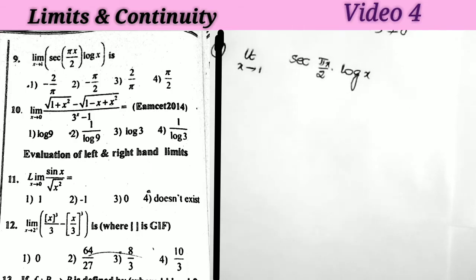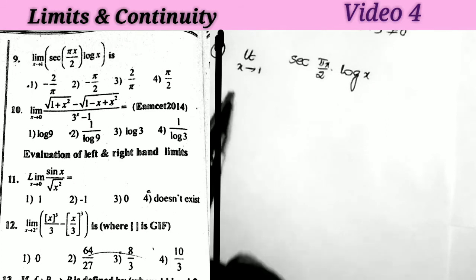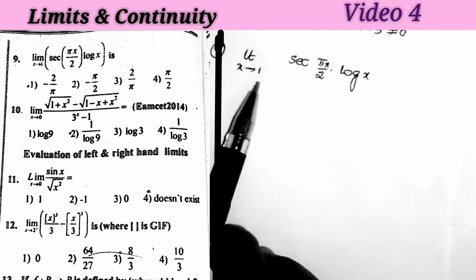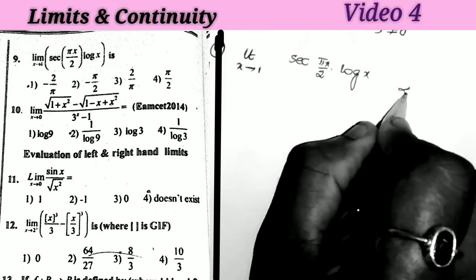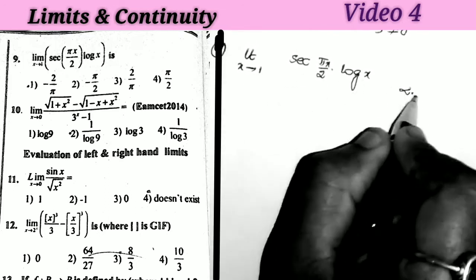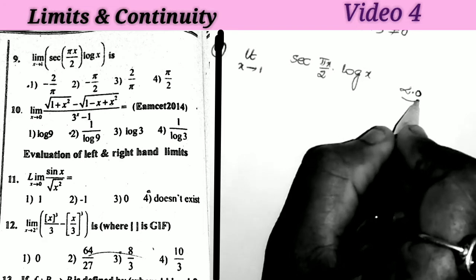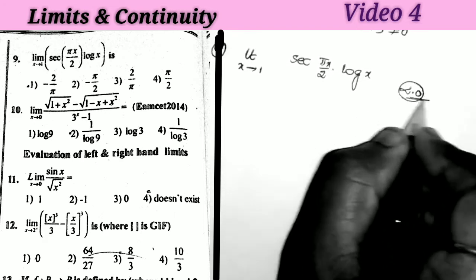Next problem. Limit x tends to 1 of secant(πx/2) times log x. First we substitute x = 1 directly in the given question. Then what we get? Secant(π/2) into log 1. What is the value of secant π/2? Infinite. Log 1 is equal to 0. So we get infinity into 0, which is an indeterminate form.